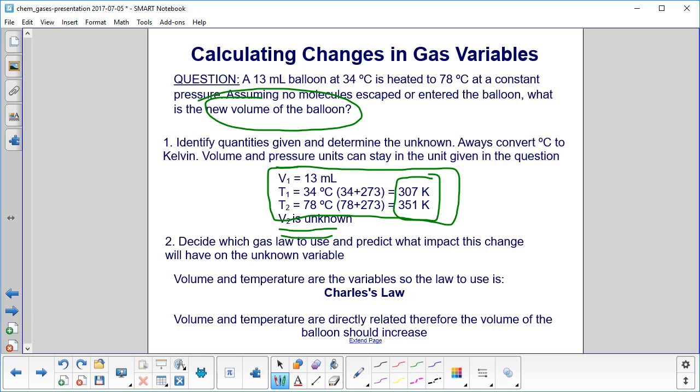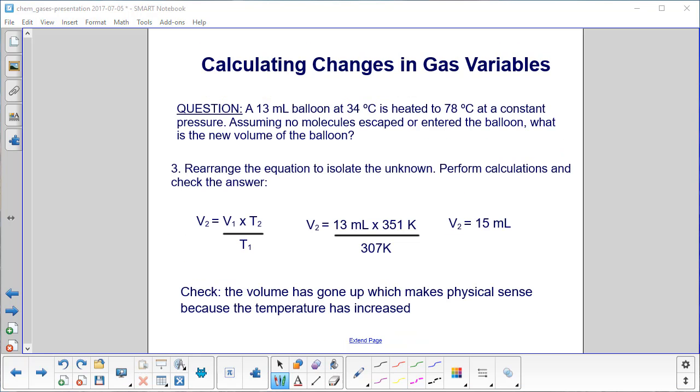What gas law are we going to use? Well, we have volume and temperature as the variables, so that's Charles's law. We now want to predict what will happen. Well, we know that volume and temperature are directly related. Therefore, the volume of the balloon should increase with the increasing temperature. Last step, rearrange the equation to isolate the unknown.